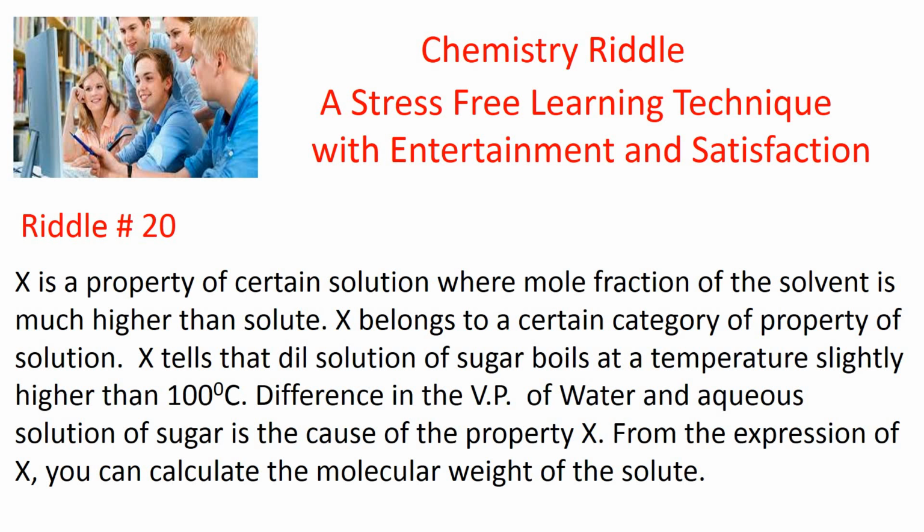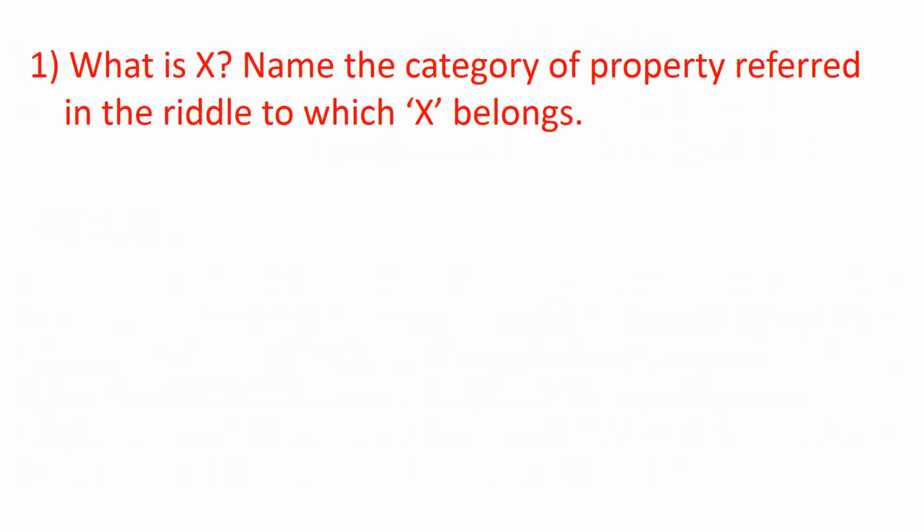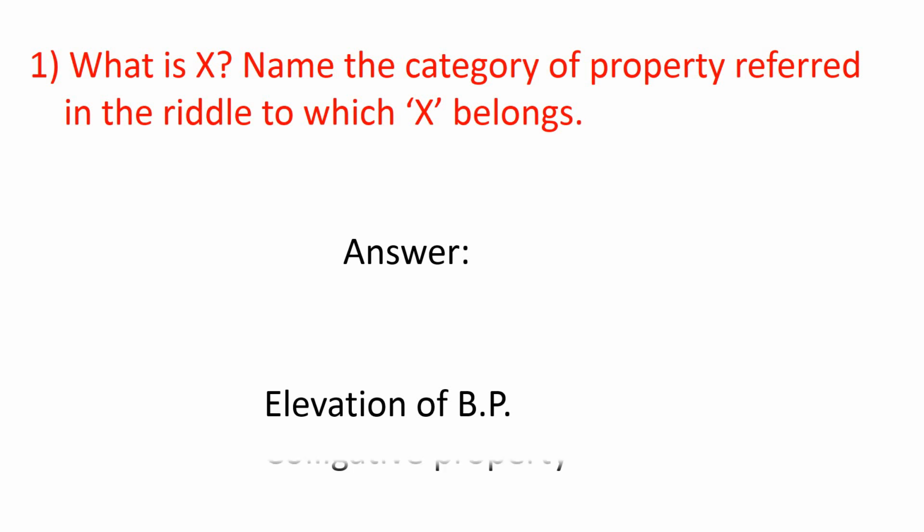Now let's see the questions. First question, or primary question, is, what is X? Name the category of property referred in the riddle to which X belongs. We'll see the answer. The answer is elevation of boiling point, that is X. Now the category of property, that is colligative property of dilute solution.